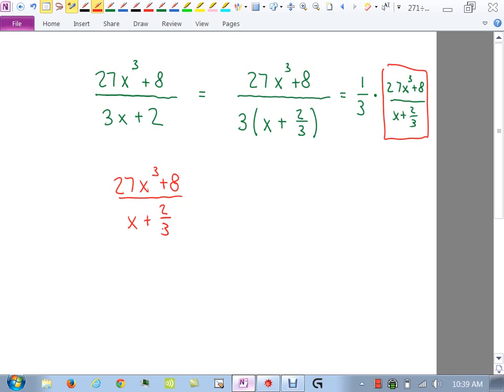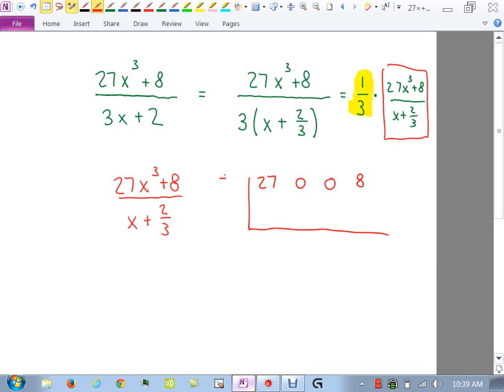Because now what's in front of the x? A 1. You see that? Well, I'm going to have to bring the 1/3 in at the very end. So please do not forget that 1/3 is going to be there. But we'll come back to it. Let's do synthetic on this. And now we're super quick at synthetic, right? 27, 0, 0, 8, right?